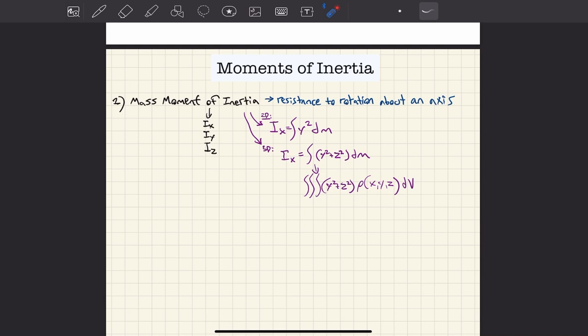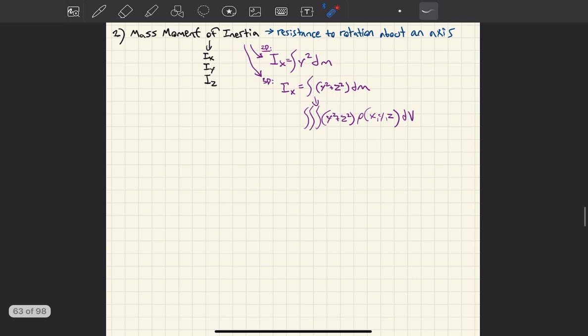But long story short, the whole point of discussing this part was I want to extract that the mass moment of inertia is a resistance to rotation about an axis. Hopefully that makes sense. Now we're going to talk about a different moment of inertia, which we're directly going to deal with in Chapter 6 and going forward.